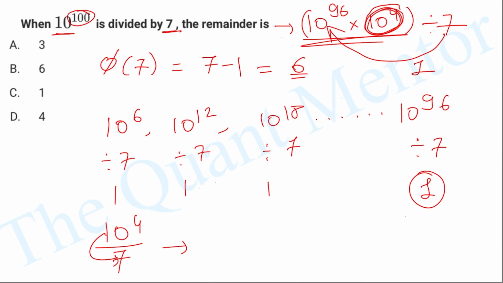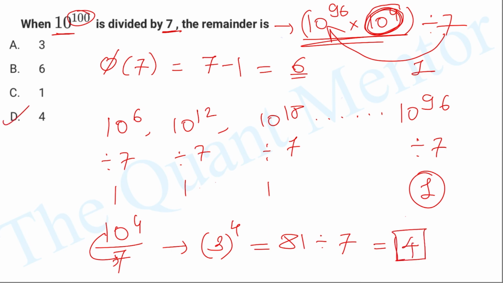10 divided by 7, the remainder is 3. So the remainder will be same as 3 raised to 4, which is 81. But 81 is way greater than 7. So once again, we divide 81 by 7. 7 11s are 77. My remainder will be 4. And once again, we get the D option.